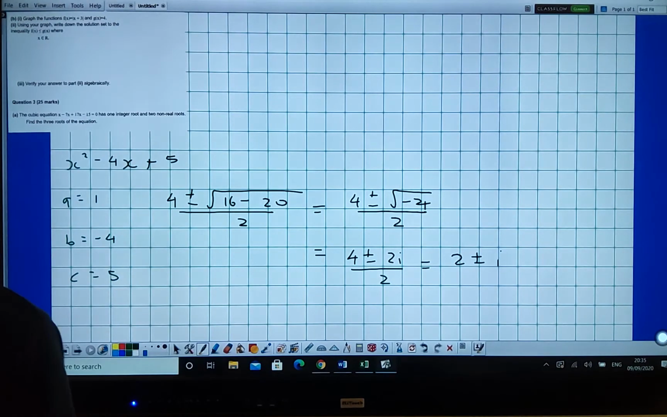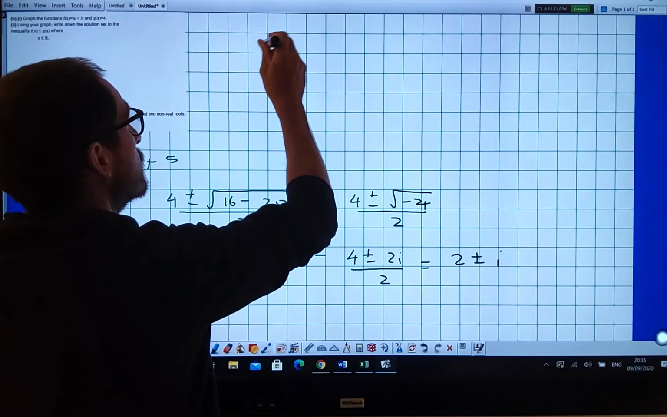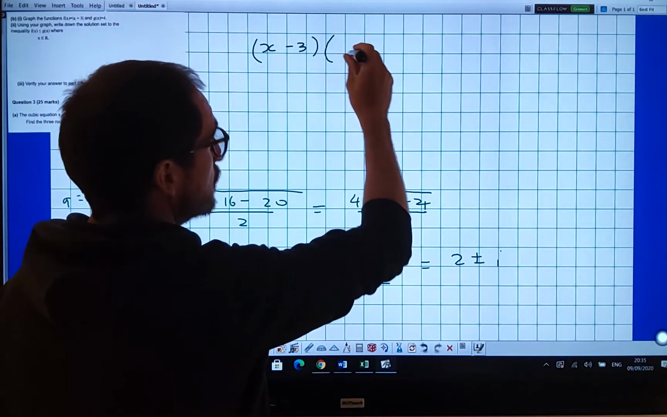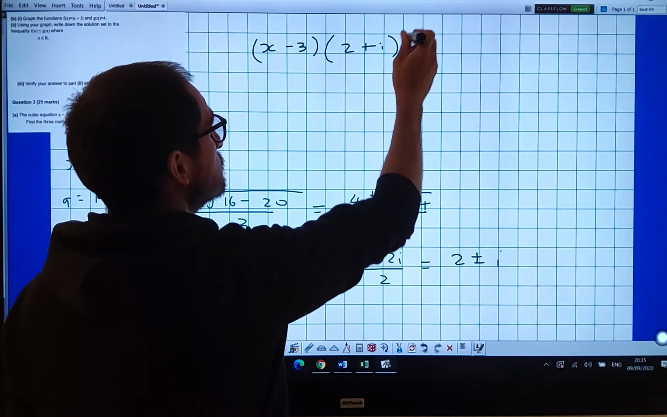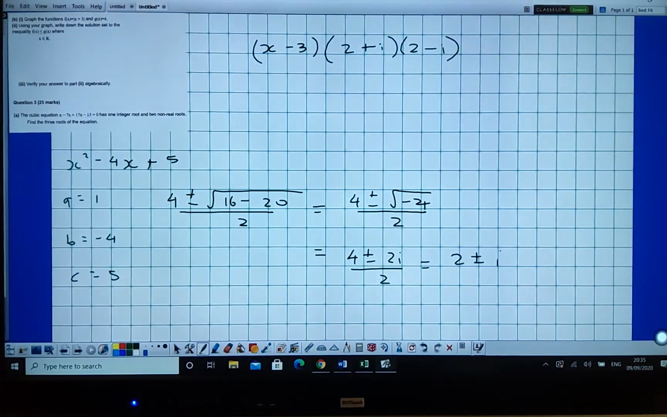So therefore, our three roots, the three roots of the equation, are x minus 3, 2 plus i, and 2 minus i. That's how you do that question there.